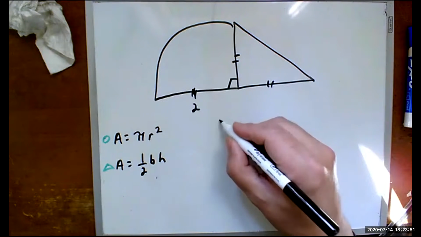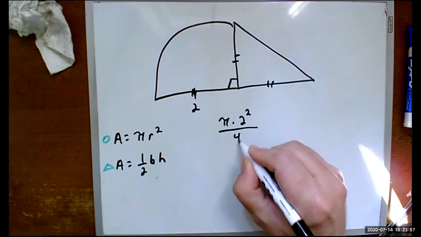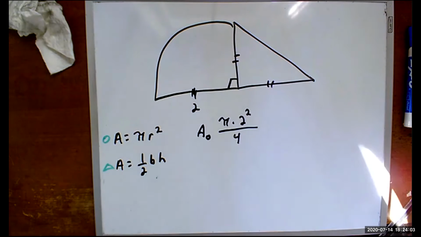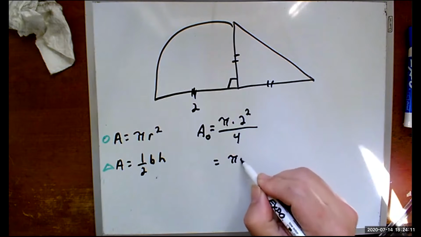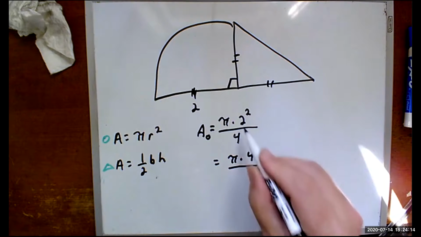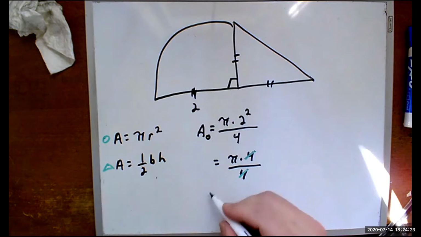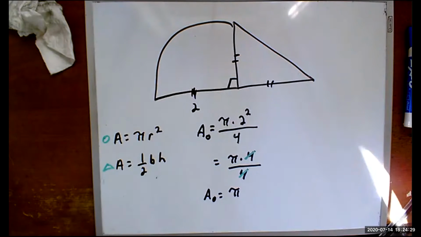So pi times 2 squared, all divided by 4. This is the area of our circle. I'm just going to put a little sub-circle down there so that we're clear on what's going on. The area of our quarter circle is going to be this. I'm going to just leave things like this for a moment. 2 squared, of course, is 4, and it's over 4. When I do that, I'm left with just pi. So the area of my quarter circle in this case is just going to be pi. And let's hold on to that just for a moment.